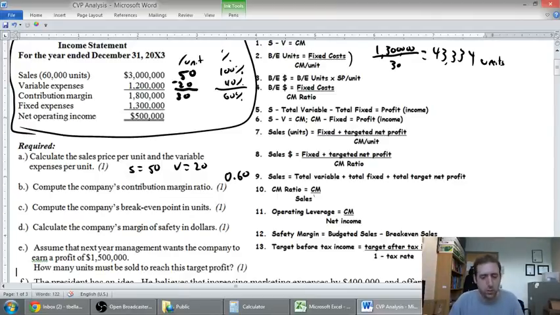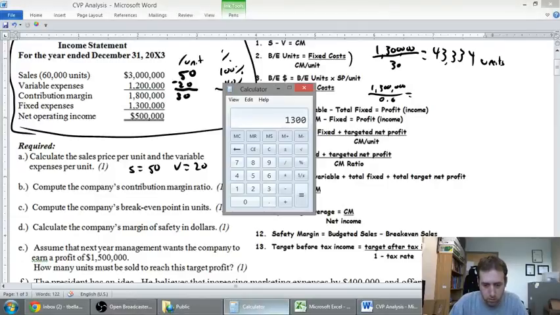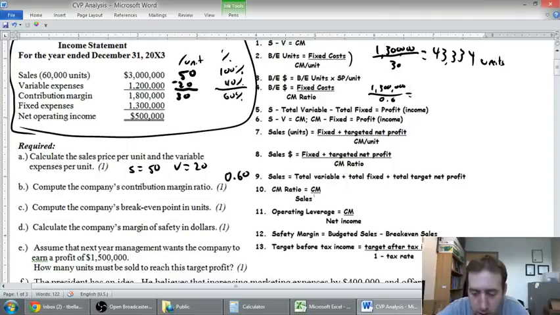The question doesn't ask for it, but let's do the break-even point in dollars. We can do it two ways. We can take the break-even units, 43,334, times the sales price of 50 bucks, or we can take fixed costs divided by CM ratio. Let's do the second way. Our fixed costs are 1.3 million. Our contribution margin ratio is 0.6. 1.3 million divided by 0.6. 130,000 divided by 0.6 is 21,667. So we need to sell, how much was that? $2.1 million.